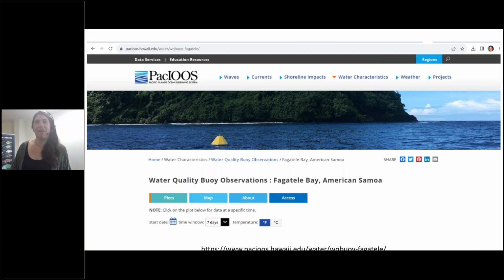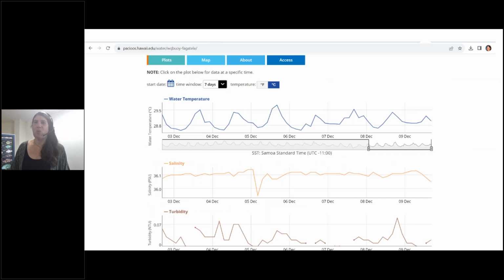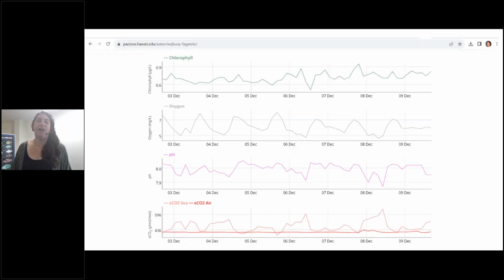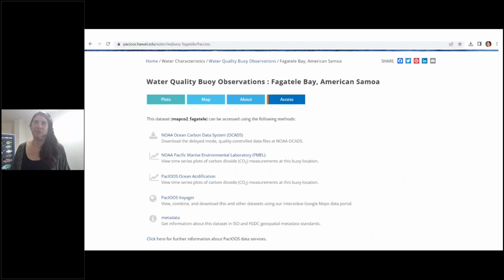So there is an entire page dedicated to this buoy. It shows things like water temperature, salinity, turbidity, chlorophyll, oxygen, and the last two are important ones, pH and carbon dioxide data. And it provides a continuous stream, allowing us to observe daily cycles and changes over time. If you click on the Access button at the top of the website, you'll see links to other data streams and other long-term data sets.